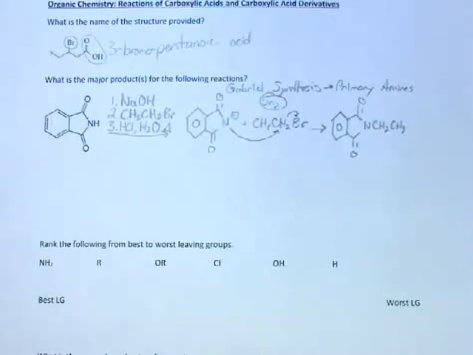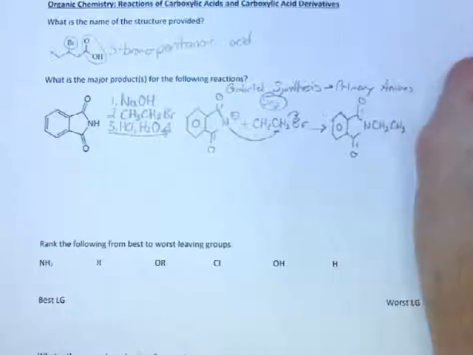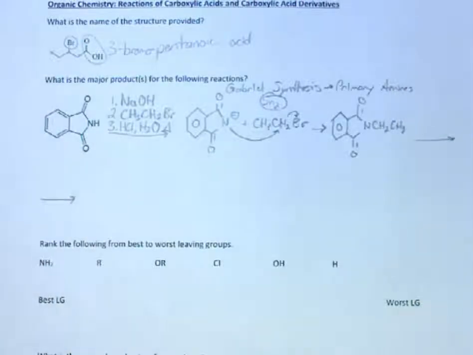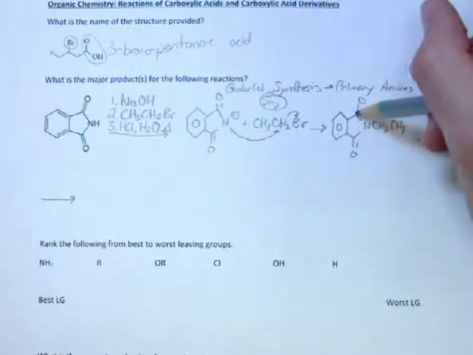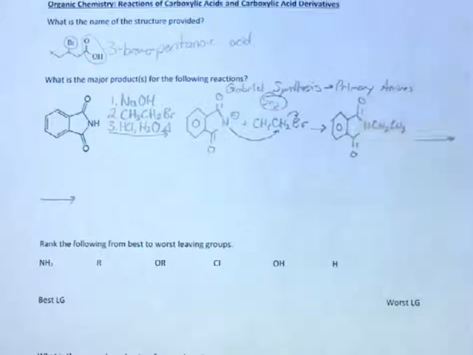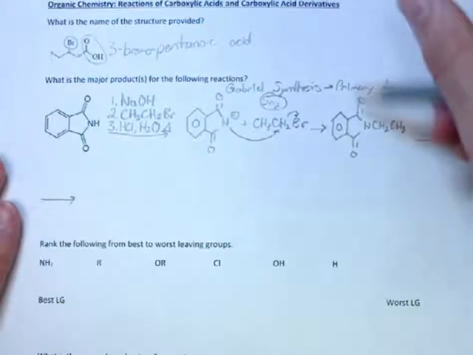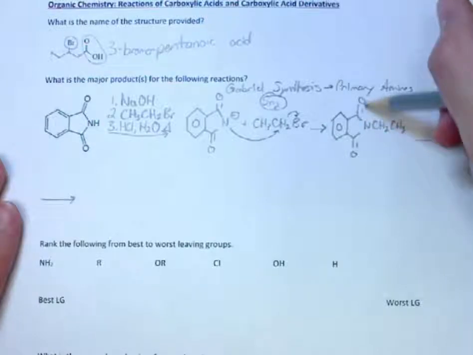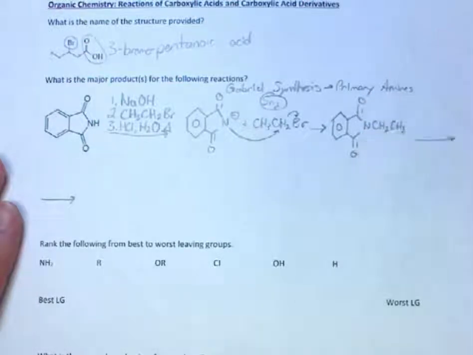Next, if we add strong acid with water and heat, the mechanism is going to behave like an amide hydrolysis. However, for this compound, we have 2 carbonyl carbons. Therefore, we will do 2 amide hydrolysis reactions. One for this carbonyl and one for this carbonyl.